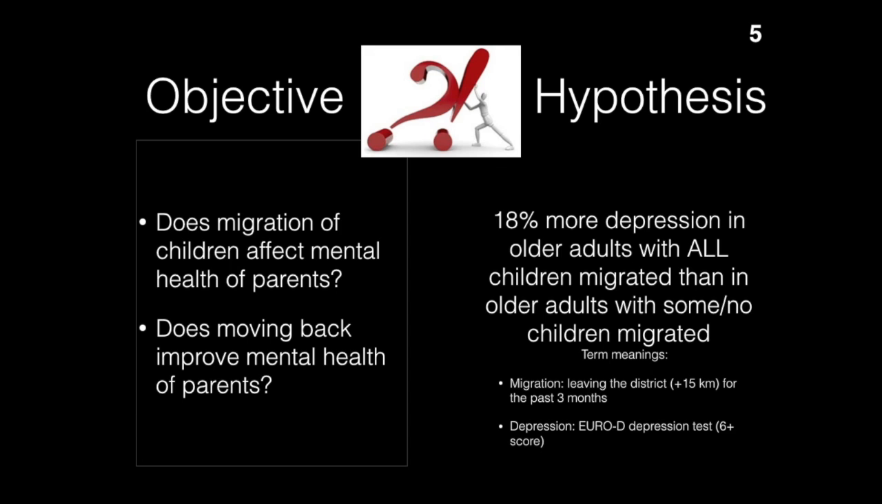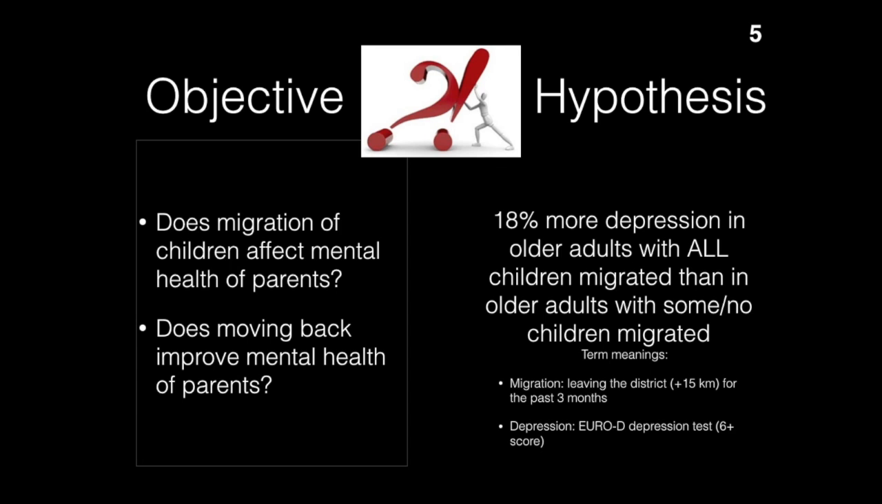Her first objective was to determine the mental health of Thai parents when their children migrated from the district. The second part, 1 year later, was to determine if moving back to the parent's home affected the parent's mental health. Migration in this study meant moving more than 15 kilometers away.